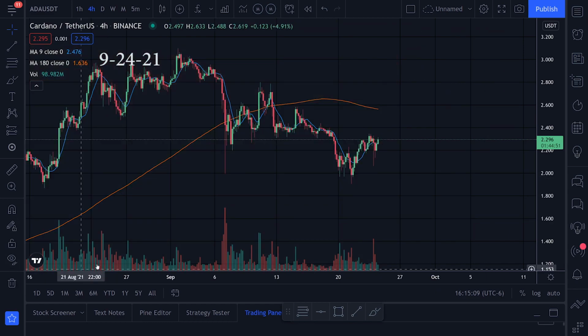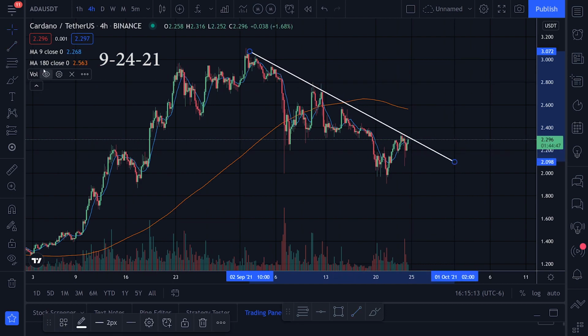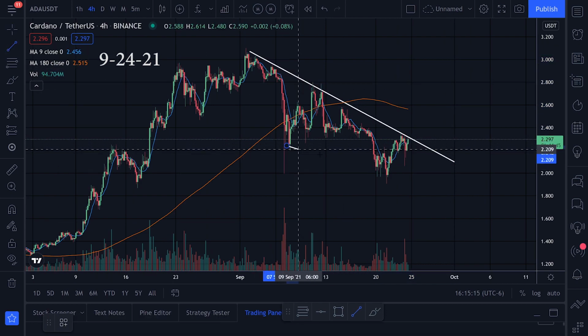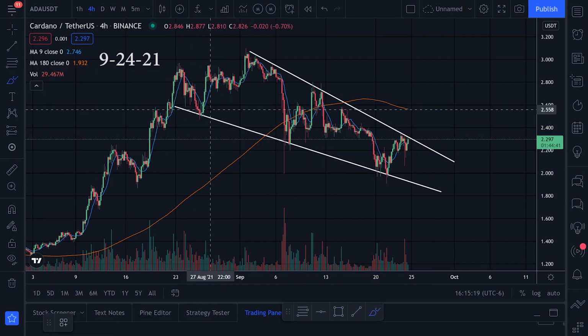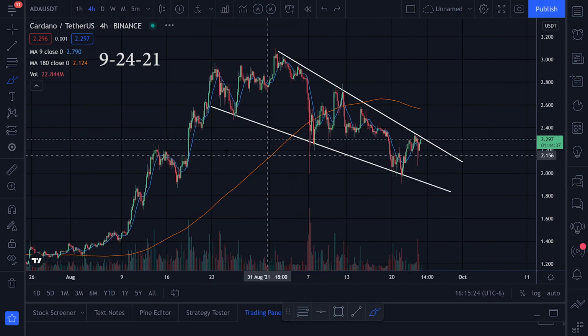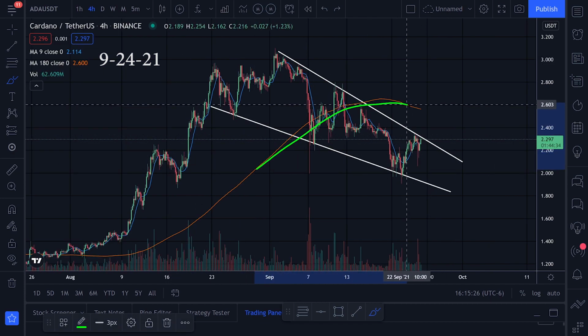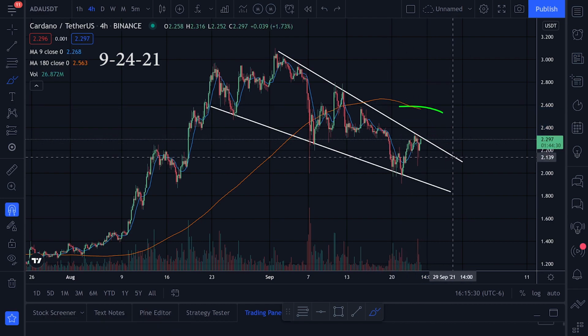Let's delete everything so we can get a fresh look at it though. We have our downtrend, something like this, and we have basically our bottom, maybe something like this. So we're kind of in a down channel, maybe a falling wedge pattern. We also have this 180 moving average just on the 4-hour time frame, so this might give us some resistance if we could break out of this trend line right here.